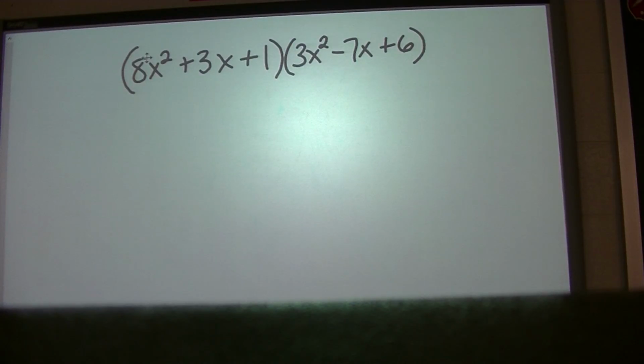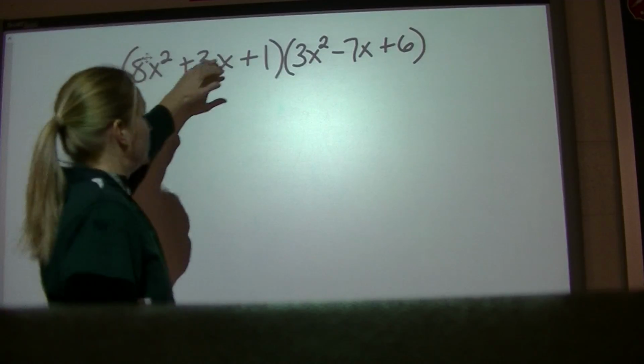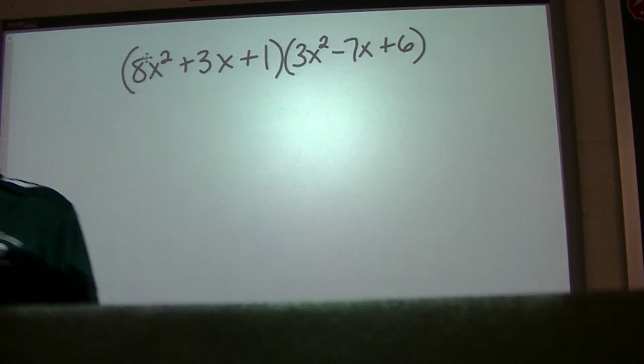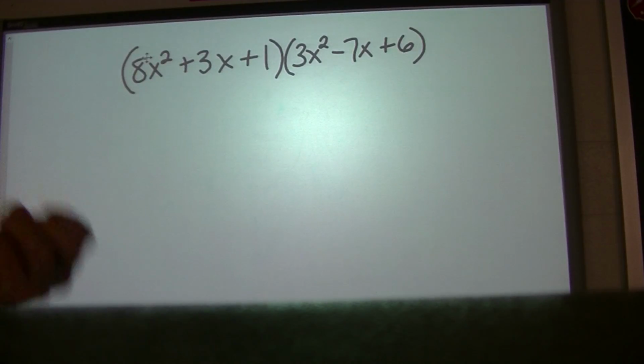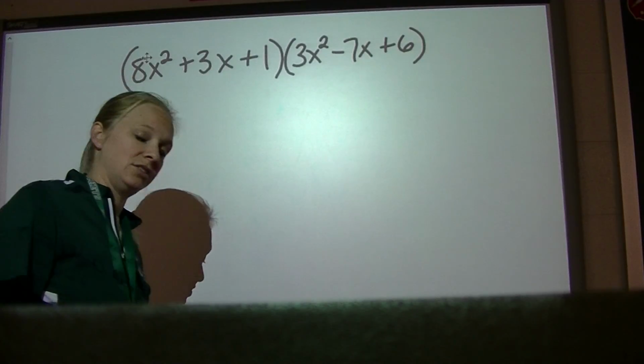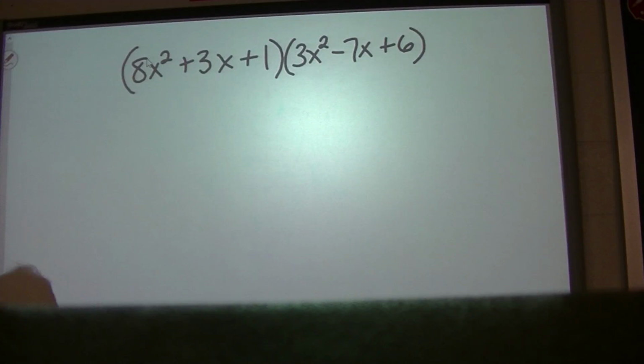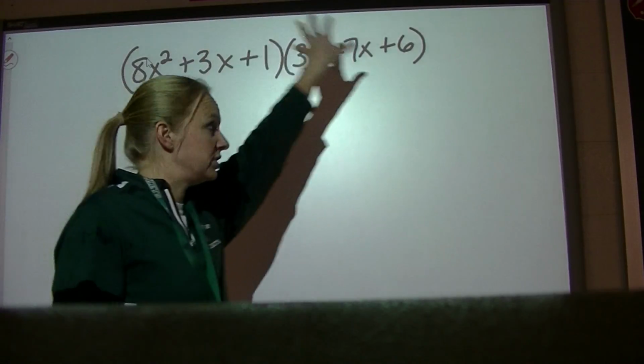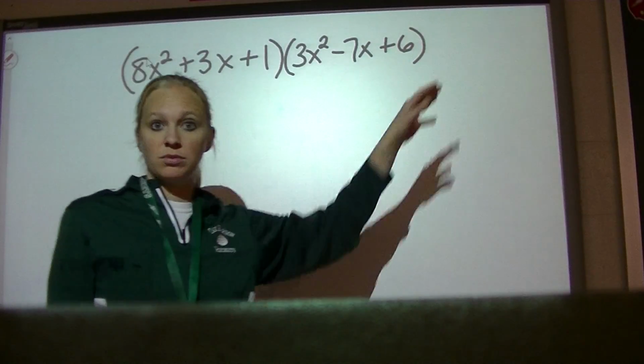Okay, so now instead of doing a binomial times a binomial or a binomial times a trinomial, we're doing a trinomial times a trinomial. Again, FOIL is useful, but only for binomial times binomial. So we have to refer back to the distributive property. We need to distribute every term here to every term in the other set of parentheses.